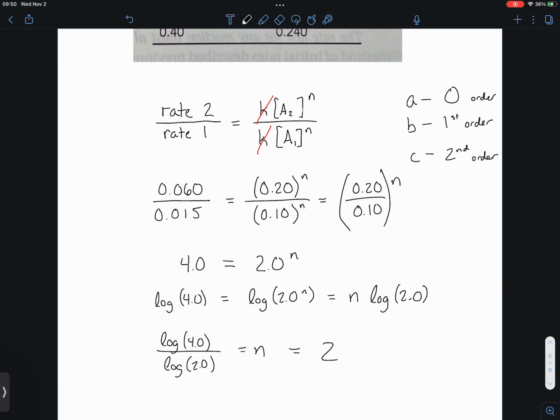All right, so that is this method of initial rates for determining your reaction order. Again, when we learn a little bit more, we'll be able to take this reaction order and use it to say something interesting about the chemical reaction itself. We got to lay some groundwork first.